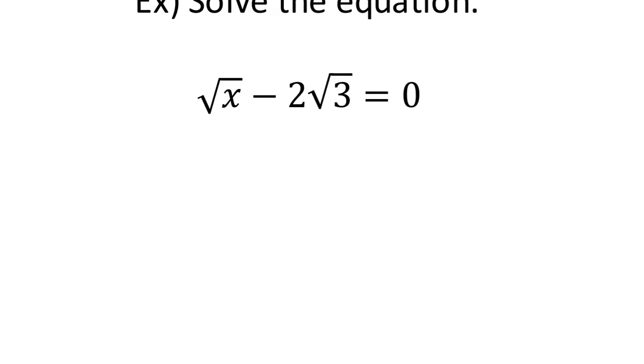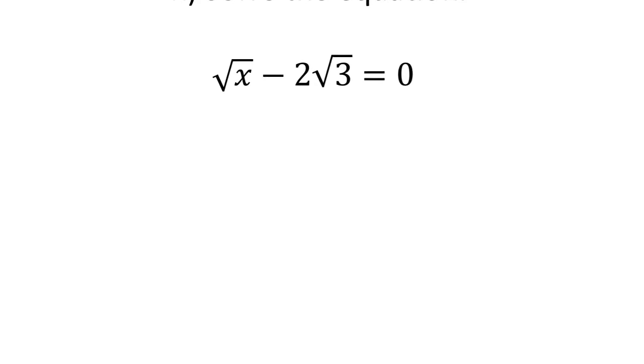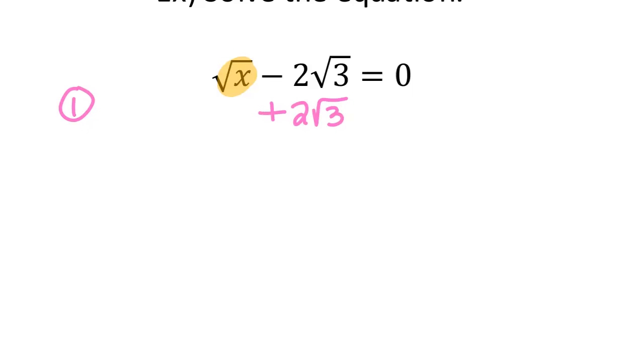All right. So again, my step number 1 is to isolate the square root of x. Get the square root of x by itself. This time I do have something on that side of the equal. I need to get rid of this by doing PEMDAS in reverse. So first get rid of addition or subtraction. Do I have any addition or subtraction? I have a subtraction, so we need to get rid of it first. So first, isolate the radical. We're going to add 2 root 3 to both sides.